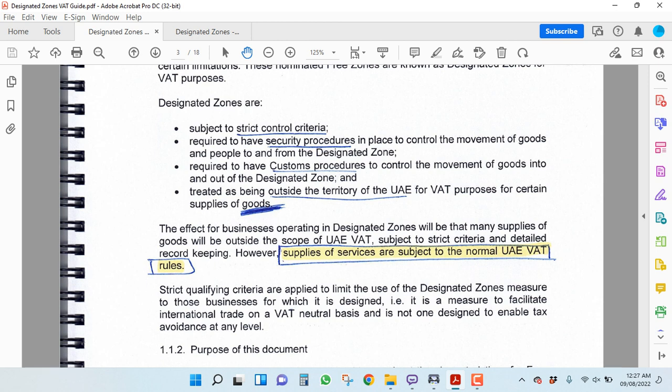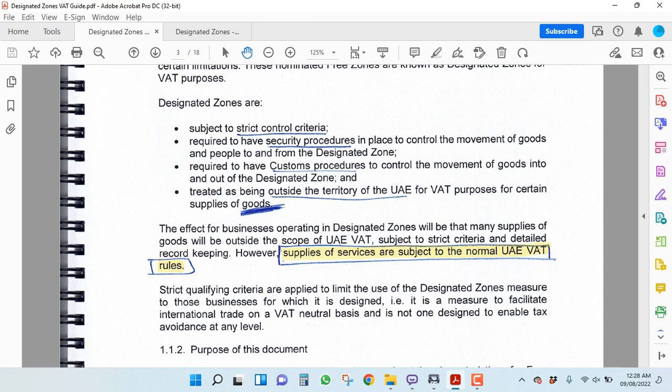Coming to the third point: required to have customs procedures to control the movement of goods into and out of the designated zone. Customs procedures should be there. Fourth point: treated as being outside the territory of the UAE for VAT purposes for certain supplies of goods, not for everything, not for all supplies, only certain supplies of goods.